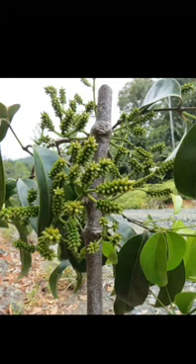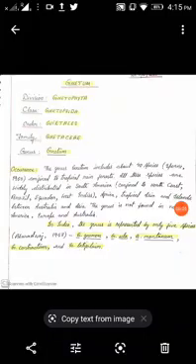So in this chapter we are going to study the external morphology as well as the internal morphology of the stem, the root, the leaf, and also the reproduction of the Gnetum. As you can see here, the Gnetum plant belongs to the division Gnetophyta, class Gnetopsida, order Gnetales, family Gnetaceae, and genus Gnetum.